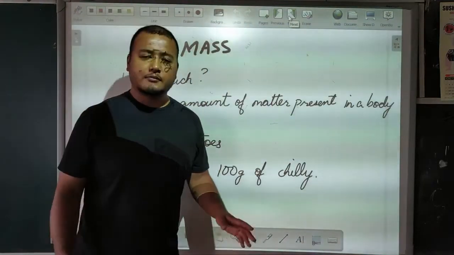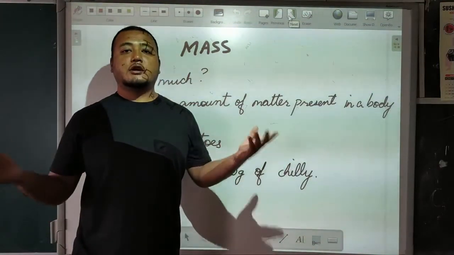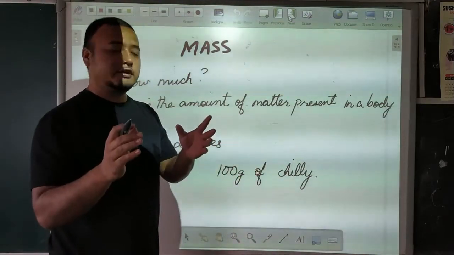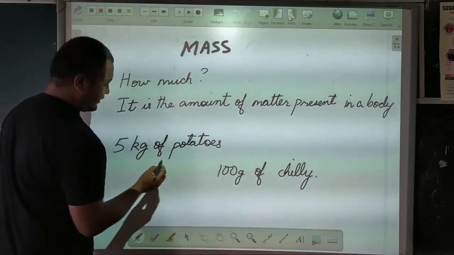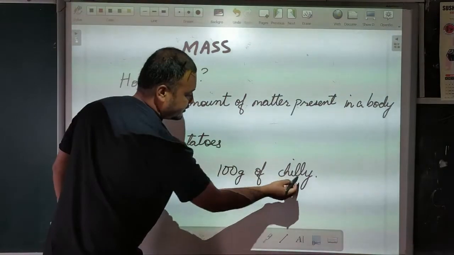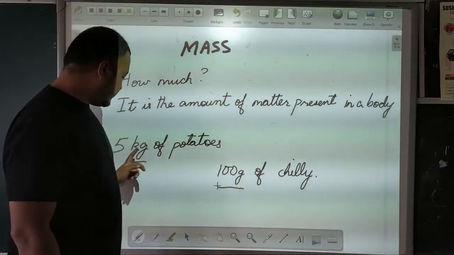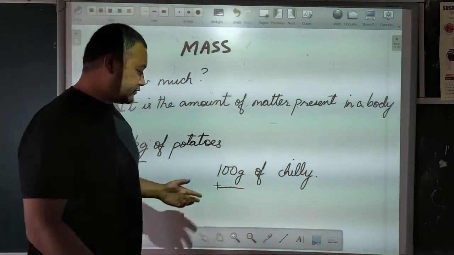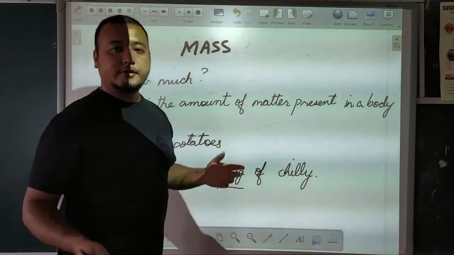Next we have mass. How much? Mass means the amount of matter present in a body. Okay, every object is made up of matter. So the amount of matter in a body, it is called the mass. So 5 kg of potatoes. So kg is a unit of mass. 100 grams of chili. So another unit of mass. You may have heard people saying to the shopkeeper, I want 5 kg of potatoes, or I want only 100 grams of chili. So they are talking about mass.